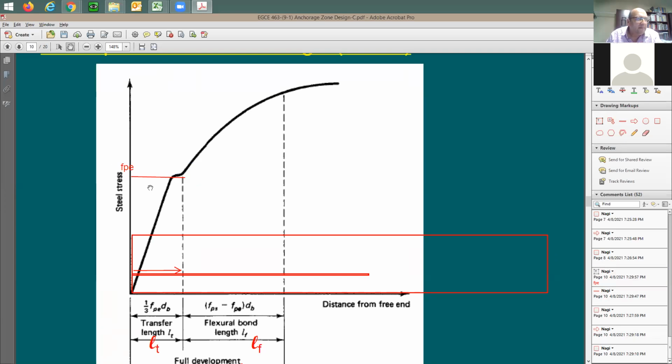Now, this section here, it is true that it's exposed to the compressive force.